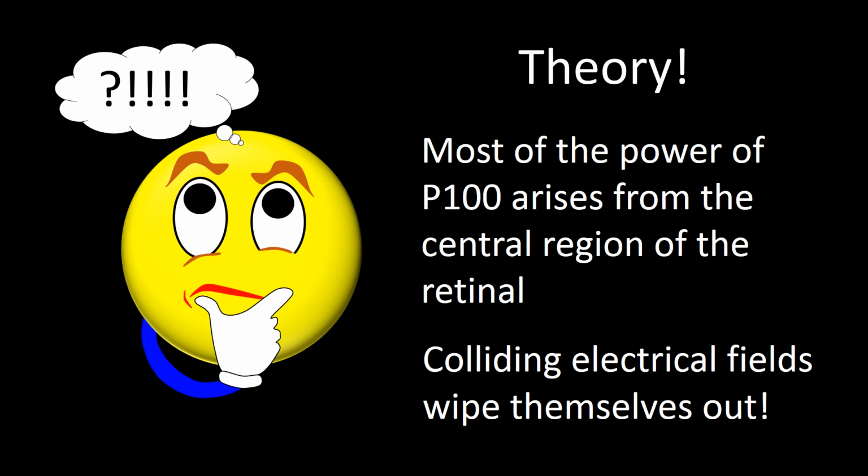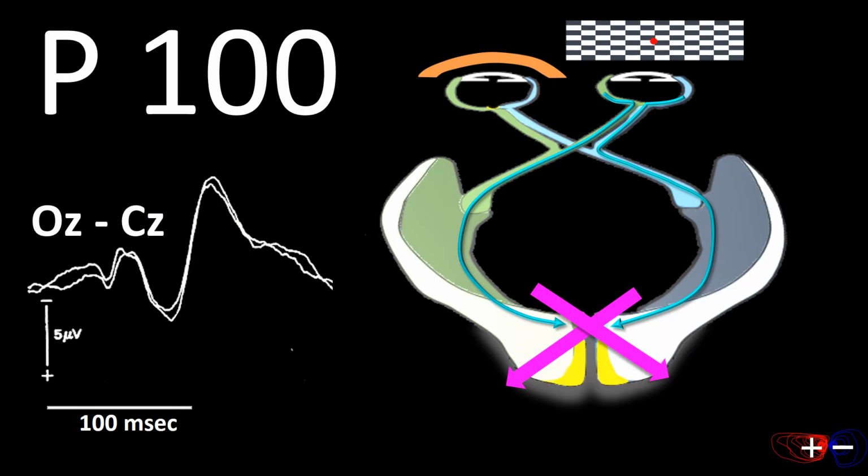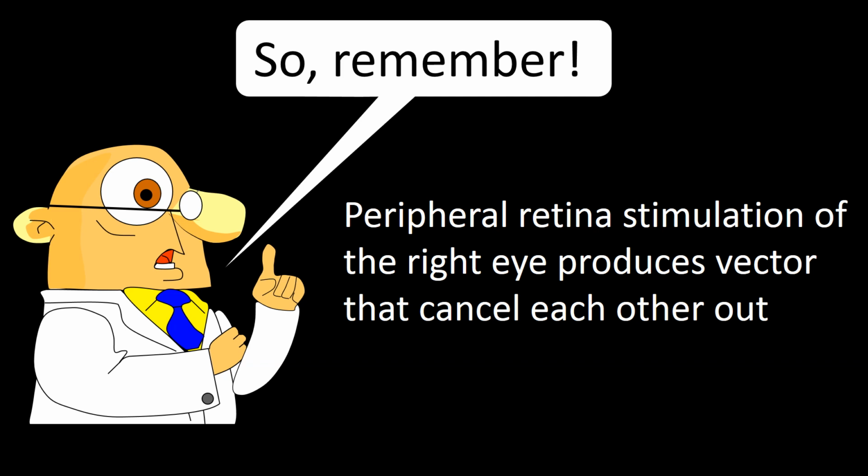And because some suggest that colliding electrical fields lose power. So, as the story goes, the colliding weak vectors representing electrical fields created by peripheral retina stimulation going in the opposite direction, as they collide, partially cancel each other out. So remember, peripheral retina stimulation of the right eye produces vectors that cancel each other out.